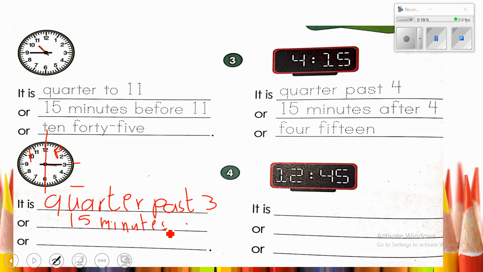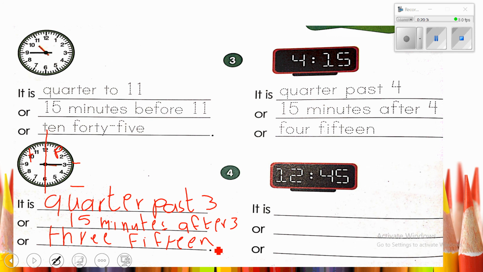15 minutes, after or past 3. Or I can say it's 3, and how many minutes? 15. So you can choose any way you want, but you have to be familiar. If I ask you 5 minutes after 3, you have to know the meaning of after, and the meaning of 15 minutes, sorry, and the meaning of a quarter past.